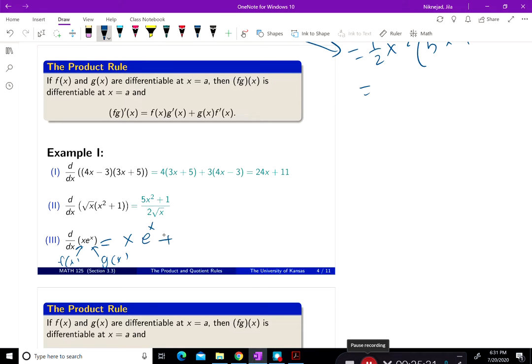Then add g of x, which is e to the power x, times the derivative of f of x. f of x is equal to x, therefore the derivative of that is 1. So it's going to be e to the x. You can write it like that, or you can write it with factoring. This is good enough for the gateway exam because we're just learning how to take derivatives. Later in the semester you will need that.